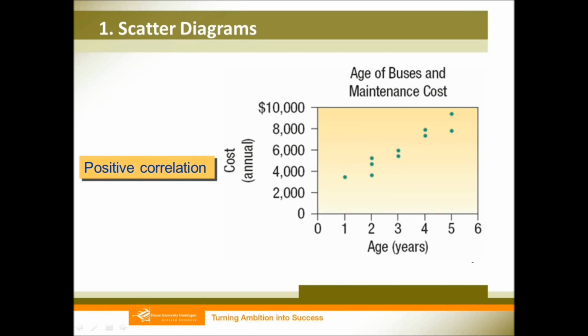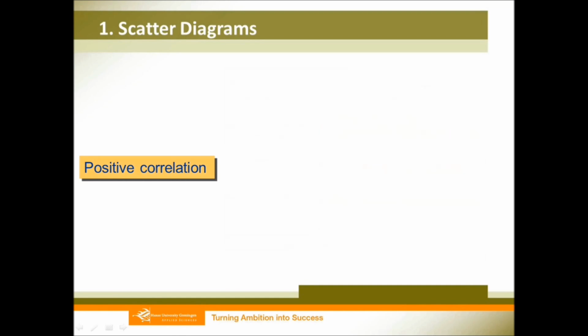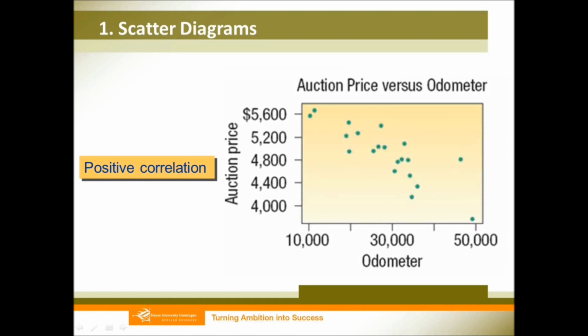In comparison with that, let's look at this one. The correlation between auction price versus odometer. Odometer means how many miles your car has driven. So logically, the more miles your car has driven, the lower the auction price you will sell your car for in the future. And in this graph, you can say the more of your x variable, the less of your y variable values. So we say there is a negative correlation between odometer and auction price.